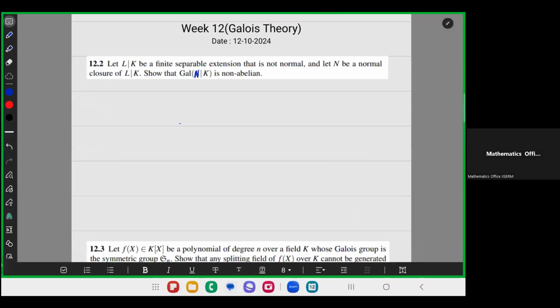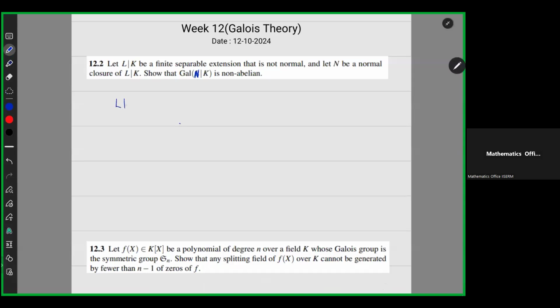Let's start to solve some simple exercises on week 12. Here we have the first question. L over K is a finite separable field extension, which is not normal, and let N be the normal closure of L, so that the Galois group of N over K, which is now a Galois extension, is non-abelian.